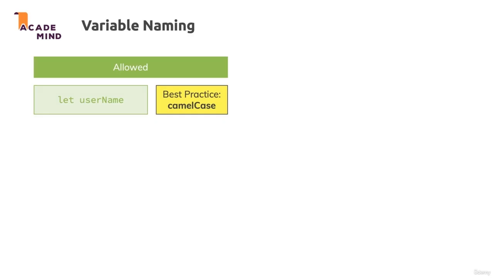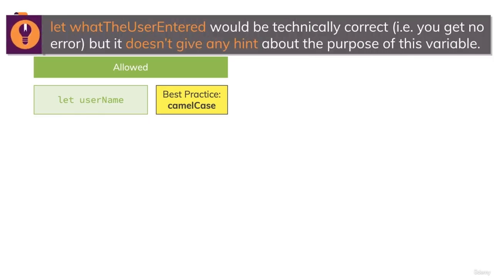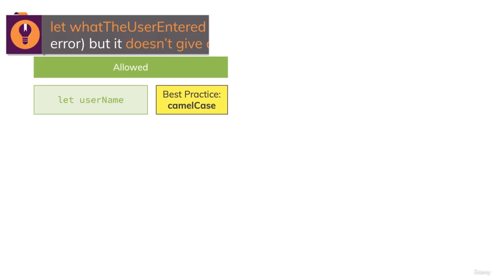So that's a better name than what the user entered, because it might not be clear if what the user entered should be a username or a password. So you want to give the variable a name that describes which kind of data you're storing in there.